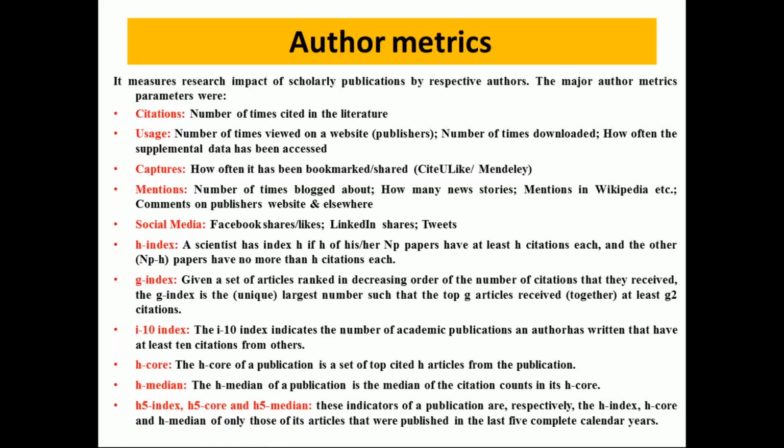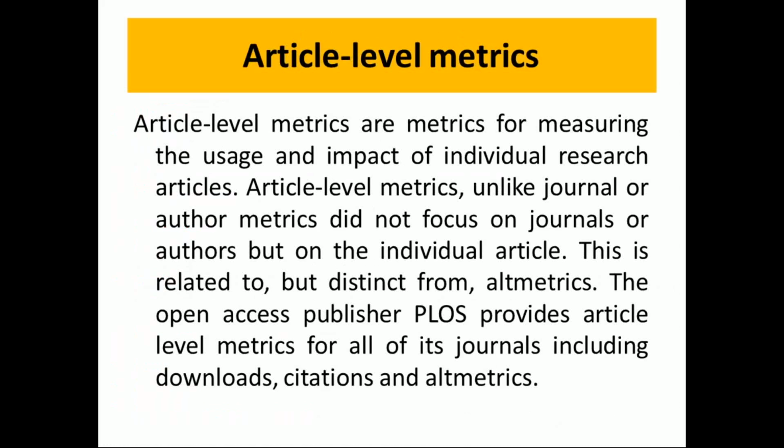After that, we can have article level metrics. Article level metrics are metrics for measuring the usage and impact of individual research articles. Unlike journal or author metrics, they do not focus on journals or authors, but on the individual articles. This is related to, but distinct from, altmetrics. The open access publisher PLOS provides article level metrics for all its journals, including downloads, citations, and altmetrics.